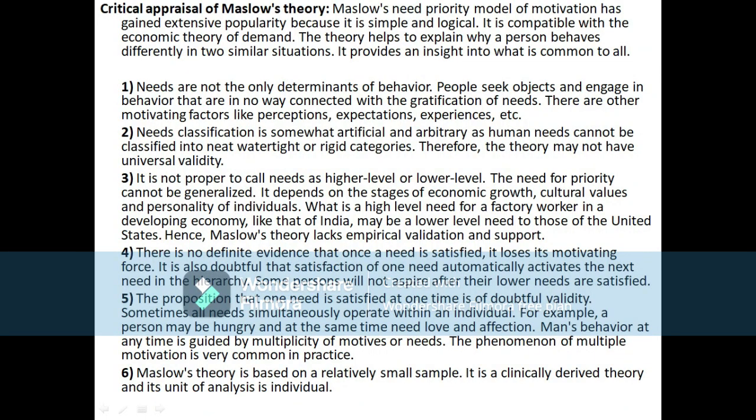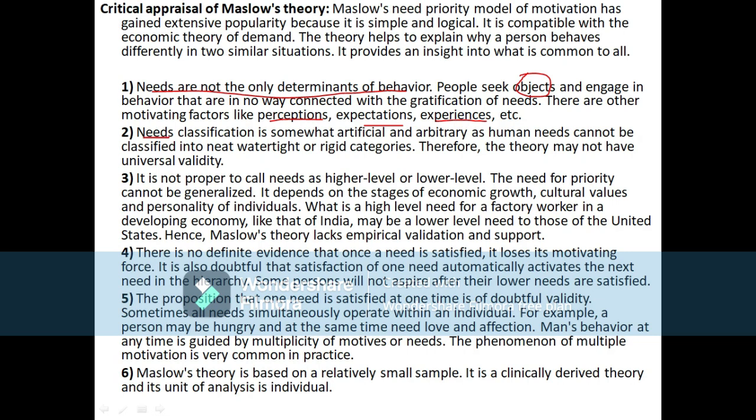Then what is the criticism regarding Maslow's theory? First, needs are not the only determinants of behavior, and people engage in behavior that is in no way connected with the gratification of needs. People also seek objects. There are other motivating factors like perceptions, expectations, and experiences. So we cannot determine behavior by needs alone. This is the first criticism.